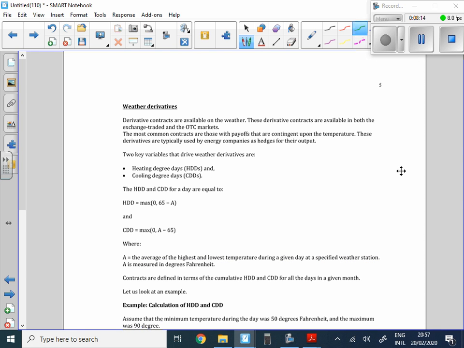Weather derivatives, guys, this is a new one that was added in for 2020. Are they likely to ask it? It will be a very odd one to ask, but I do think it's quite likely that it might come up because it's brand new and it's formula driven. It's an easy one to ask. So I would leave this out at your peril. So we're going to do it. Let's go. Derivative contracts are available on the weather. Now, who would want to take out a weather derivative, guys?